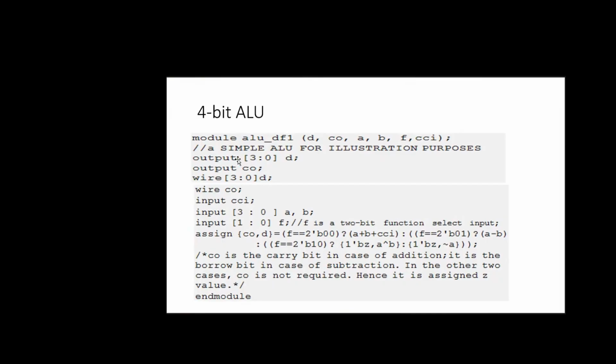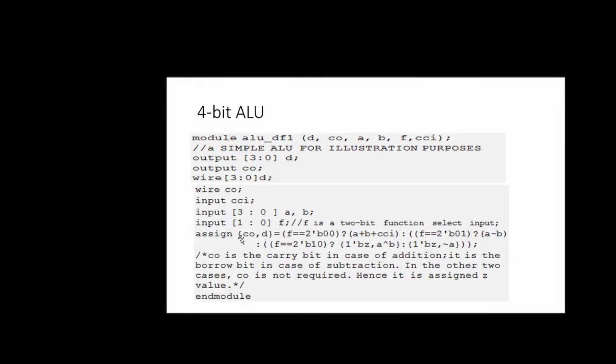So output D is a 4-bit data, 3 down to 0, represented as a vector. And another output, C0, which is a scalar, is just represented as output C0. Since it is written in data flow modeling, we are going to use the keyword assign.